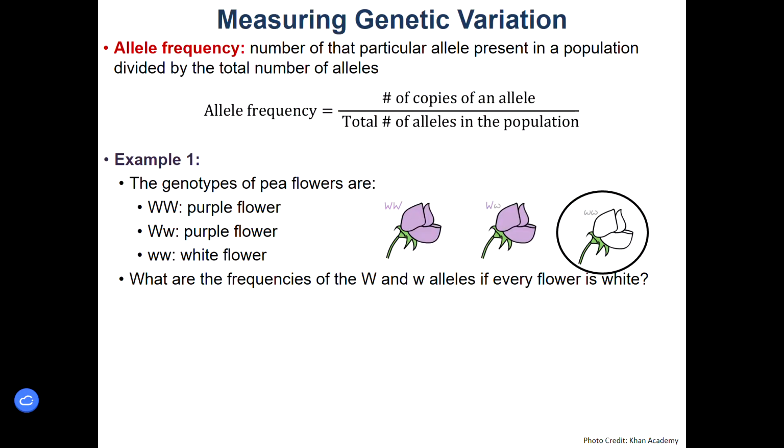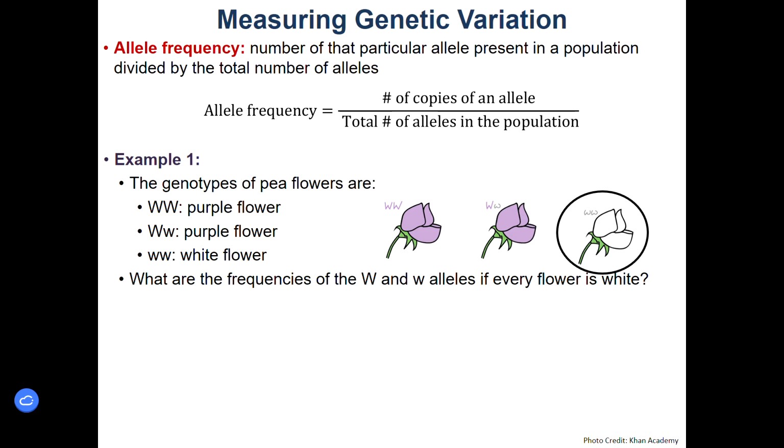So we can measure this genetic variation using math. Yay, math's so fun. We can look at the allele frequency, which is the number of a particular allele present within a certain population, divided by the total number of alleles. Mathematically, allele frequency is equal to the number of copies of the allele we're interested in, divided by the total number of alleles in a population.